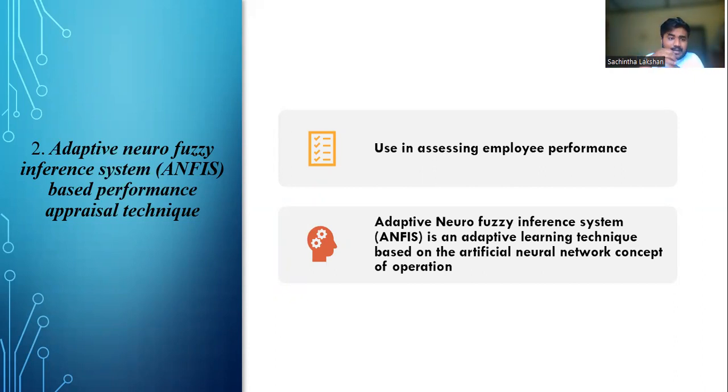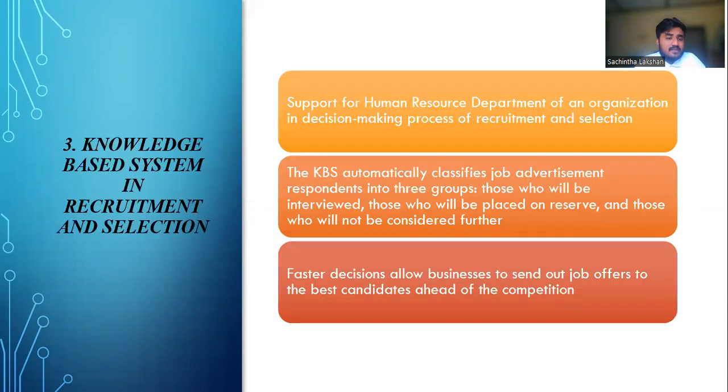So the data can be used for the faster and accurate predictions process, where the human resource department is able to evaluate the performance of the employees with less intervention of human beings in making judgments and preferences by their own. So the third one is the knowledge-based systems in recruitment and selection.